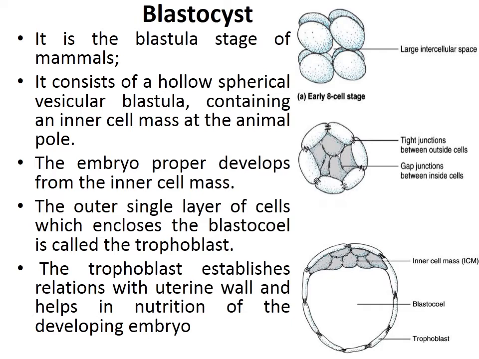The embryo proper develops from this inner cell mass, and the outer single layer of cells which encloses the blastocele is called the trophoblast, by means of which this blastocyst attaches to the wall of the mother. The trophoblast establishes relations with the uterine wall and helps in nutrition of the developing embryo.